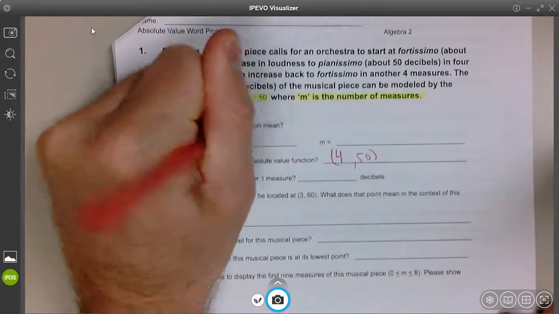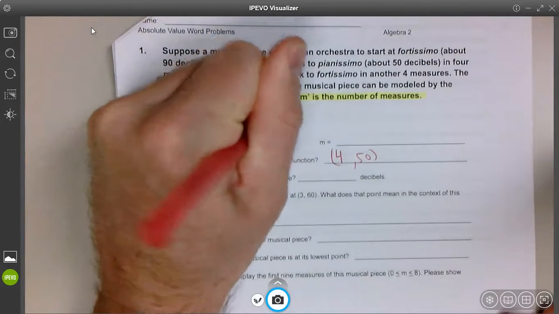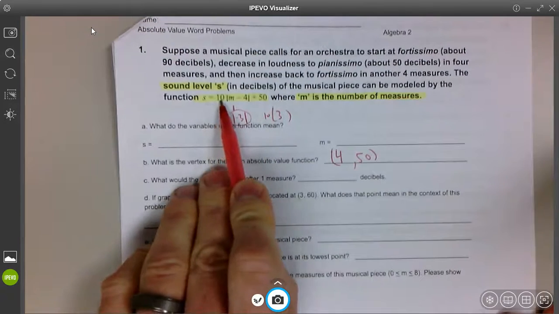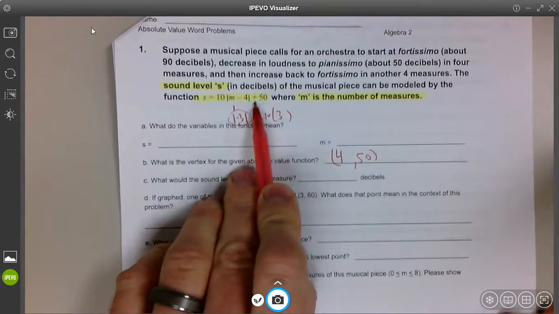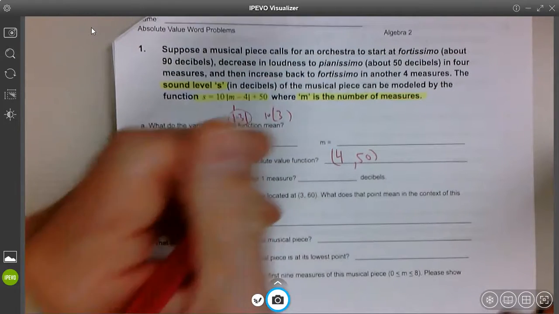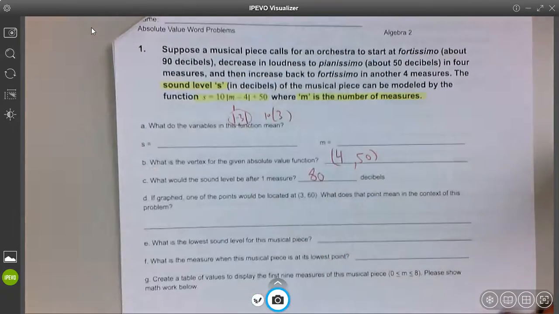So this whole thing will just become 3. Now we're multiplying by 10, 30. And then we're adding 50. 30 plus 50, the answer will be 80. 80 decibels after one measure.